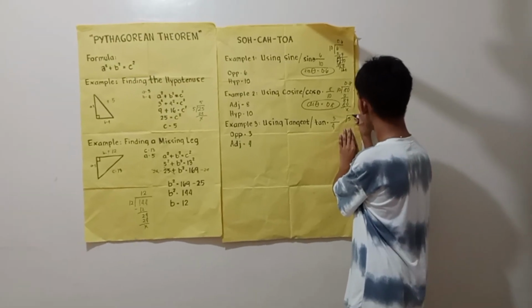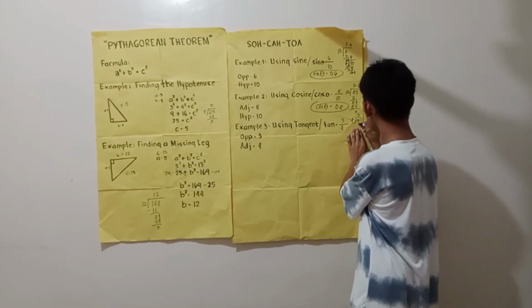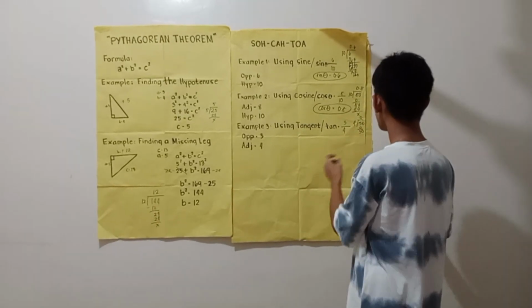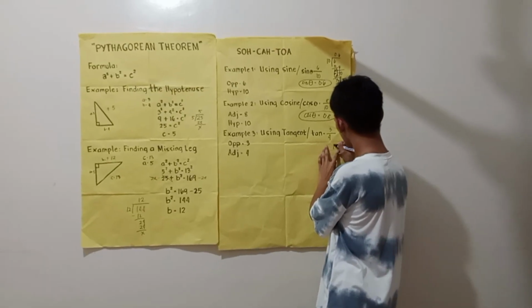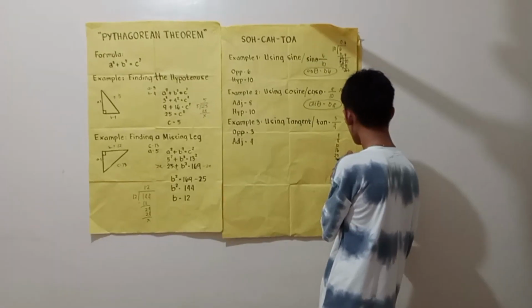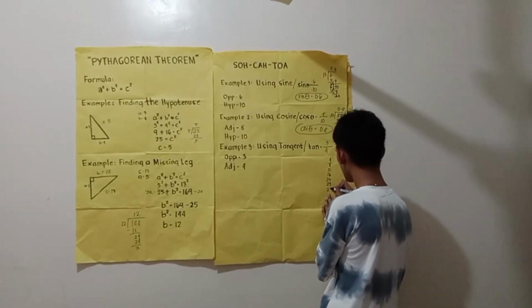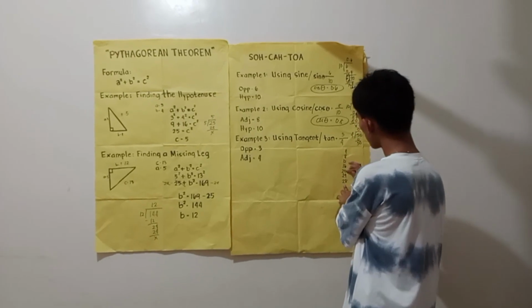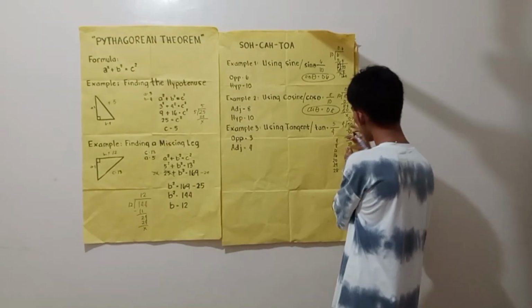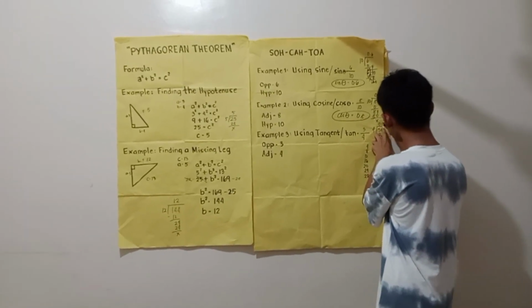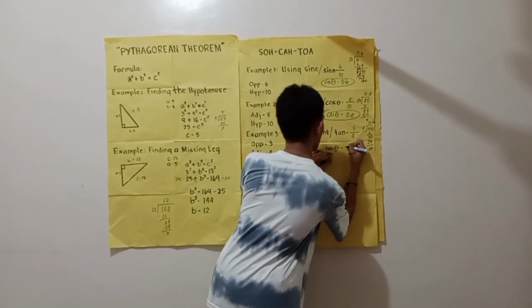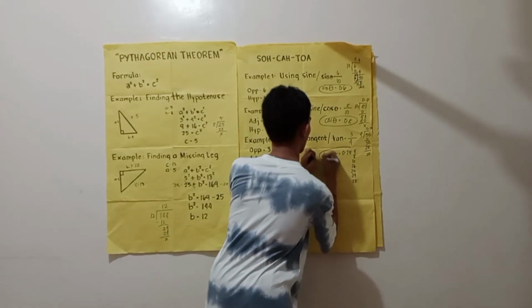So 3 divided by 4 is equal to 0.75. 4 times 7 is 28. So the final answer for tangent is 0.75. And that's it.